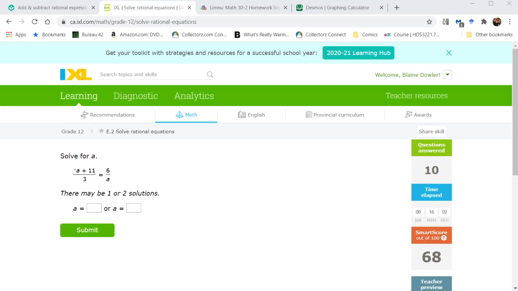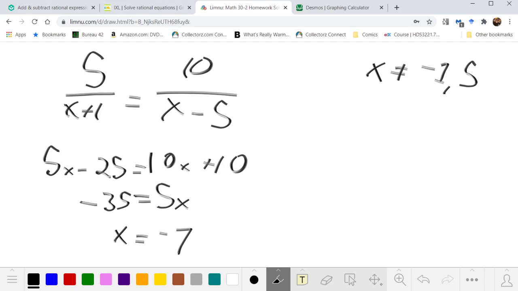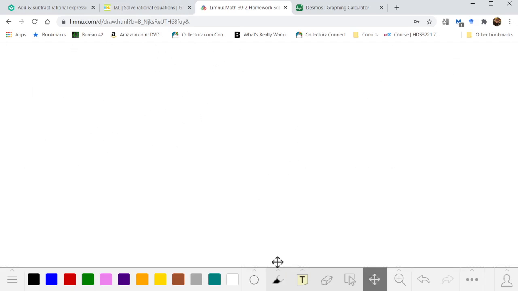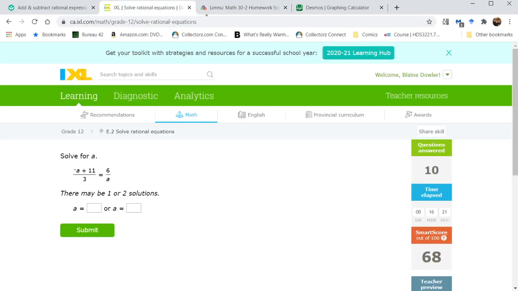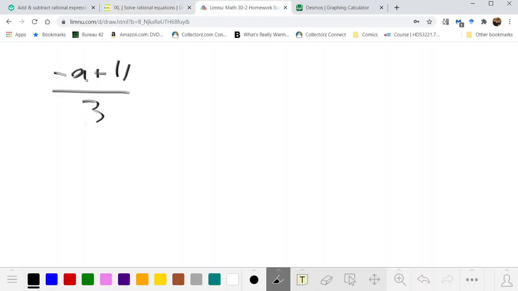Now, picking up where we left off for assignment 1.07, assignment number 2, our next 10 questions. We have negative a plus 11 over 3 equals 6 over a. So, really picking up from where we left off. Negative a plus 11 over 3 equals 6 over a. This tells us that a cannot be 0.